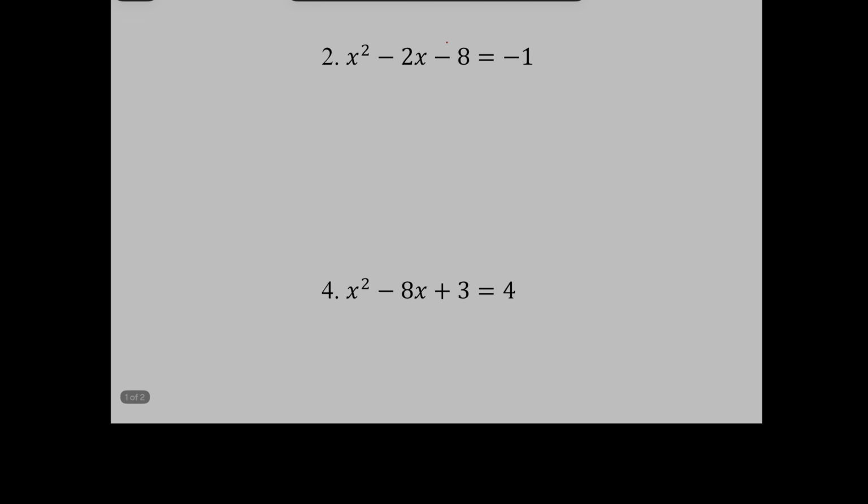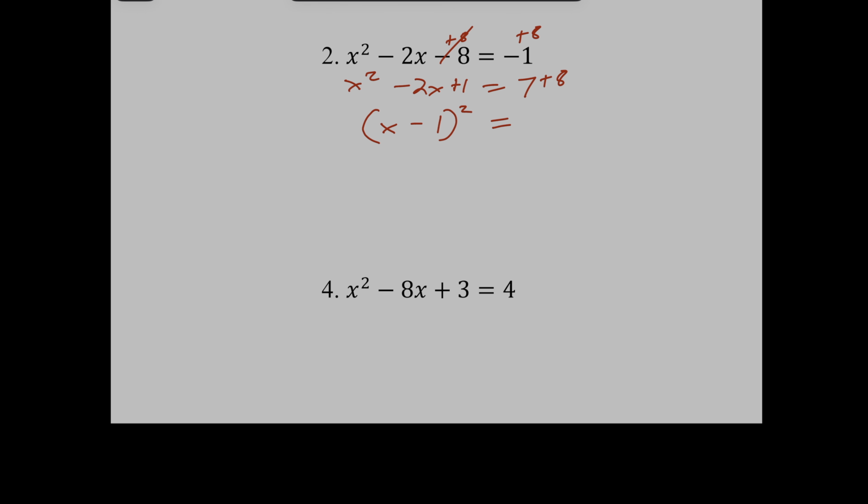Let's go to number 2. I'm going to add 8 to both sides. You could do it below, I just know I'm going to start running out of room. So x squared minus 2x equals 7. Now, again, what is half of 2? 1. What is 1 squared? 1. All I'm going to do is add 1 to both sides. This is now in trinomial square form. Now remember, you always take the sign of the middle, so that's going to be x minus 1.